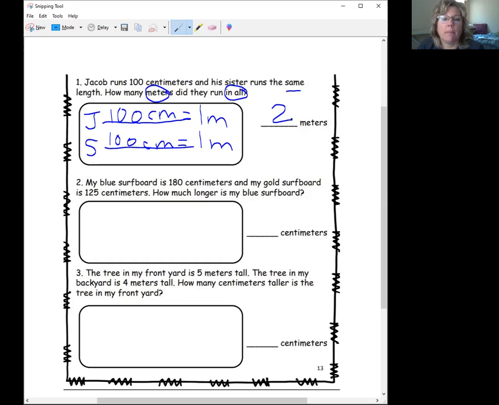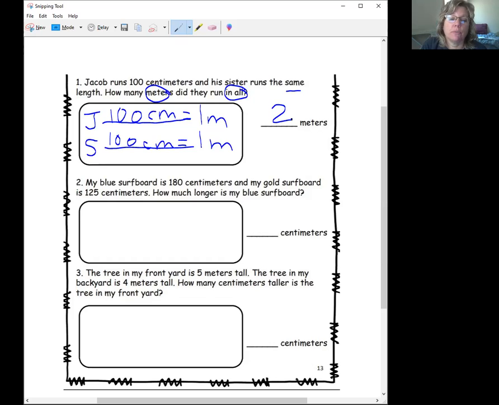And when I'm done with my problem, I go back, I reread it, and I ask myself, did I answer the question? Jacob runs 100 centimeters and his sister runs the same length. How many meters did they run in all? So we started with our centimeters, we converted those into meters, and we learned that the two kids ran a total of 2 meters. Now I'm thinking about that and I'm thinking, my goodness, that's not very far. 2 meters is just your arm's length twice. Maybe Jacob and his sister were ants because a person's going to run further than that. Kind of a silly question.